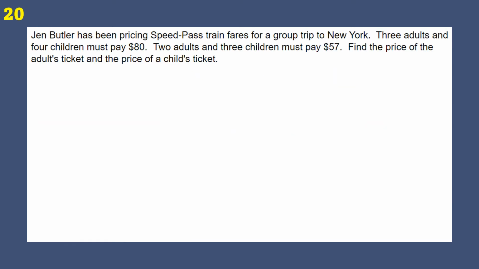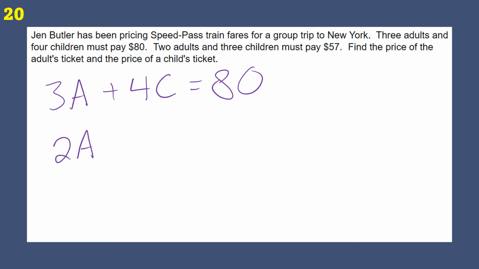Jen Butler has been pricing speed pass train fares for a group trip to New York. The 3 adults and 4 children must pay $80. If they only take a second group, and the second group only has 2 adults and 3 children, they save some money because there are fewer people. It's $57. Our goal is to find the price of the ticket.